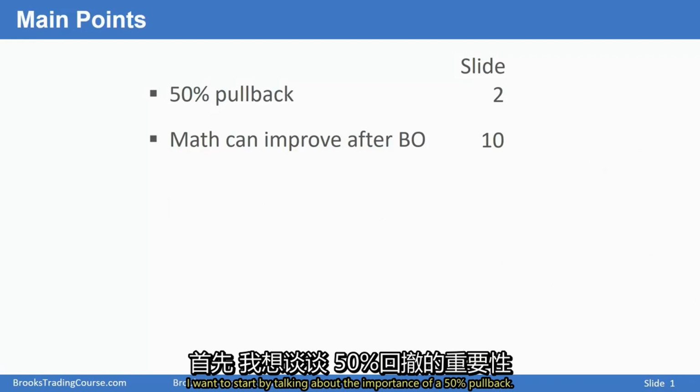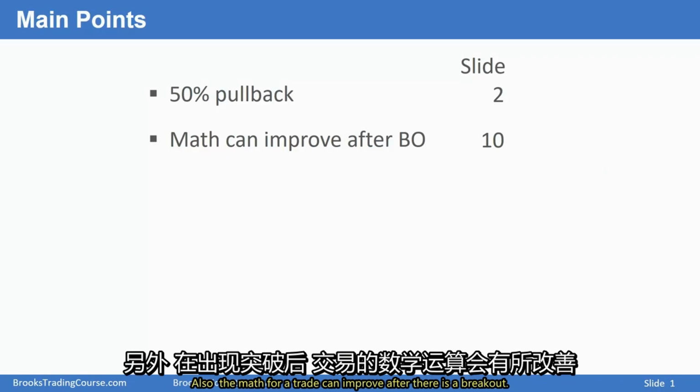I want to start by talking about the importance of a 50% pullback. Also, the math for a trade can improve after there is a breakout.